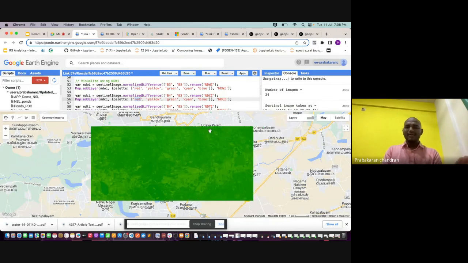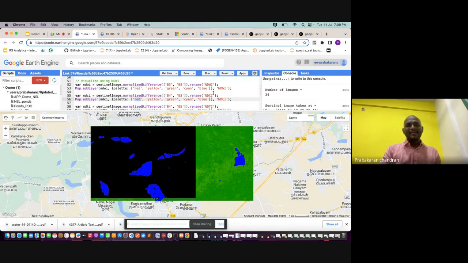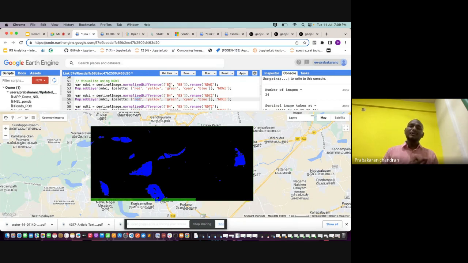So I have taken the Coimbatore area surrounding the Ukkadam lake, Valankulam, and other lakes, just to detect them and calculate how much water collection area is there. For that, we are using an index called the Normalized Difference Water Index. This is calculated with the help of the bands B3, B2 is blue, B3 green, and near infrared.